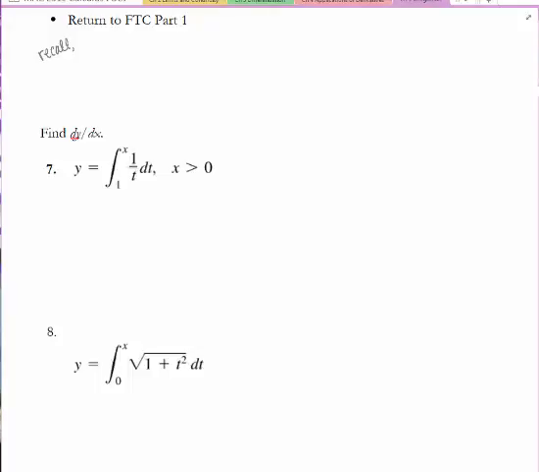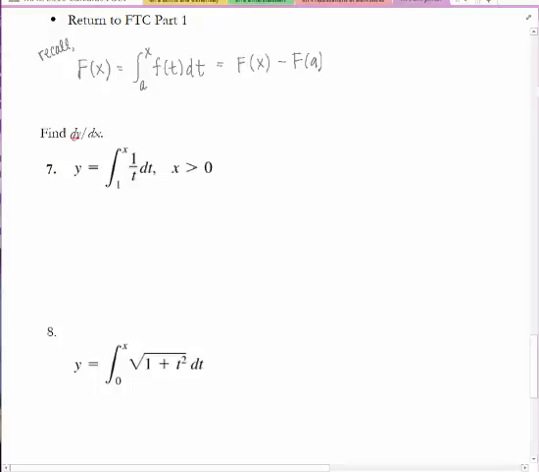In the beginning of this section, we explored the idea of the area under a curve being a function of x, and we defined it to be the definite integral from a to x of some integrand f of t with respect to t. Now, the fundamental theorem of calculus part 2 said that we could evaluate this definite integral by finding the antiderivative, capital F, evaluating it at the upper limit, in this case x, and at the lower limit, in this case a.